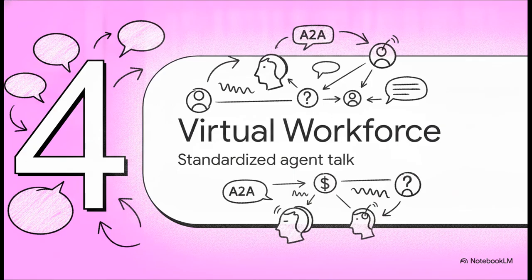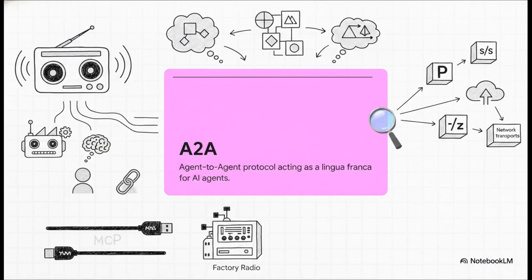That brings us to Section 4, A2A, the virtual workforce. Enter the agent-to-agent protocol, or A2A. If MCP is the standard block for connecting simple tools, A2A is the standard building block for connecting minds. Think of it as a universal factory radio. It completely abstracts away the underlying programming languages and frameworks. So whether one agent was built in Python by Google and another in LangChain by Salesforce, A2A acts as a lingua franca, allowing them to effortlessly negotiate, delegate, and brainstorm together.